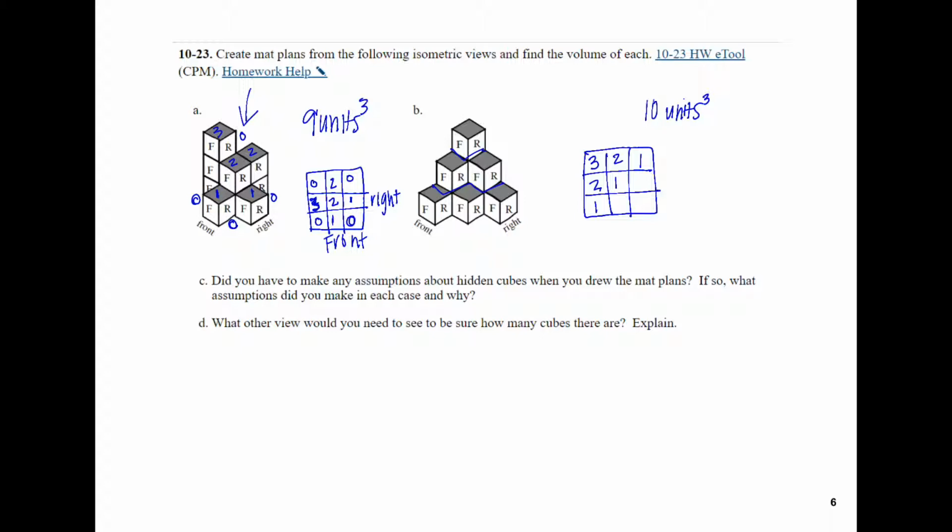What other views would you need to see to be sure how many cubes there are? Explain. We would either need to see the left or the back views, which would reveal if there were any hidden blocks.